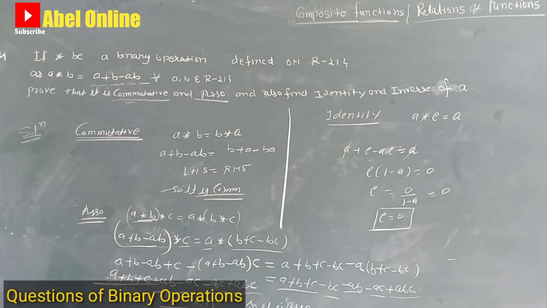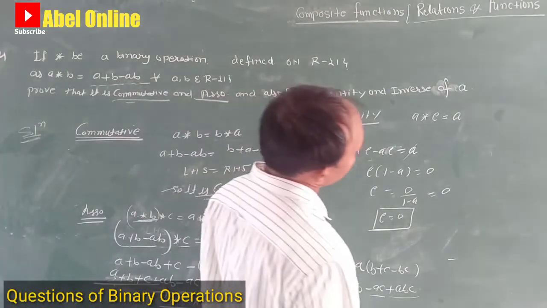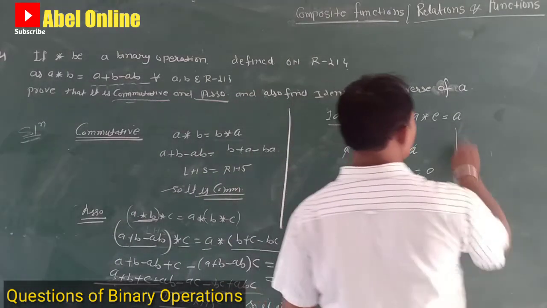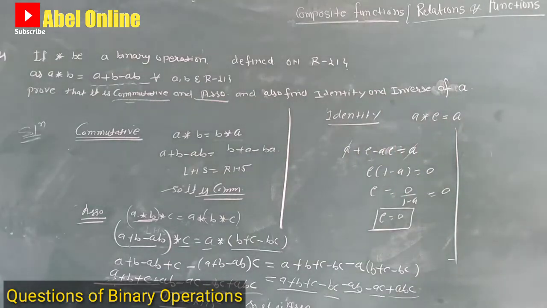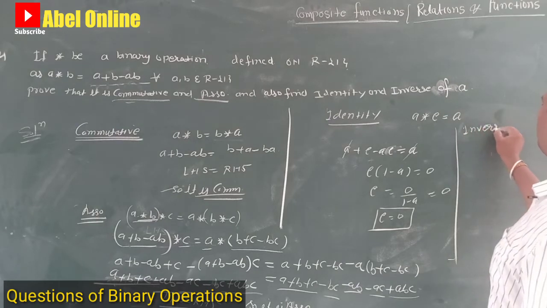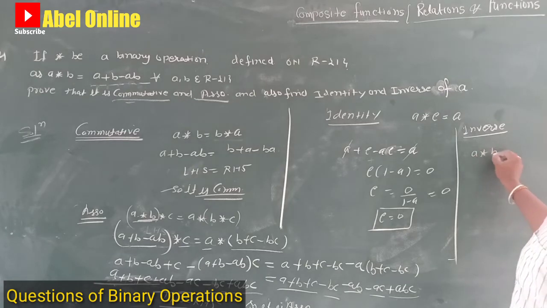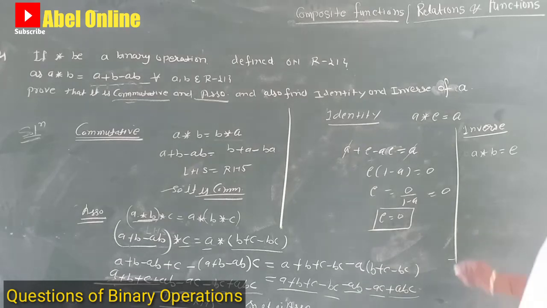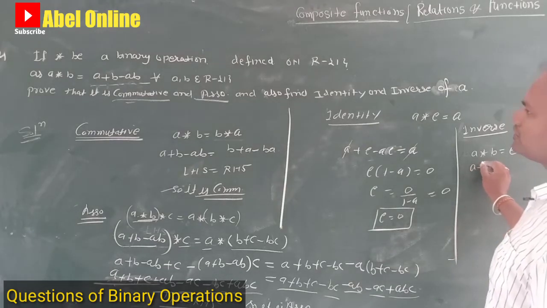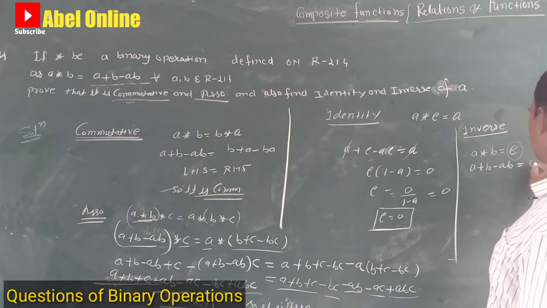Now we are going to discuss the inverse. Okay, this is sufficient space for the inverse. Inverse means A star B equals E. So A plus B minus AB, and the value of E is 0.